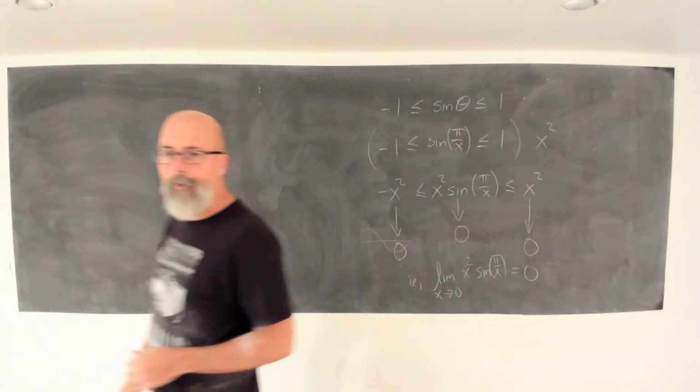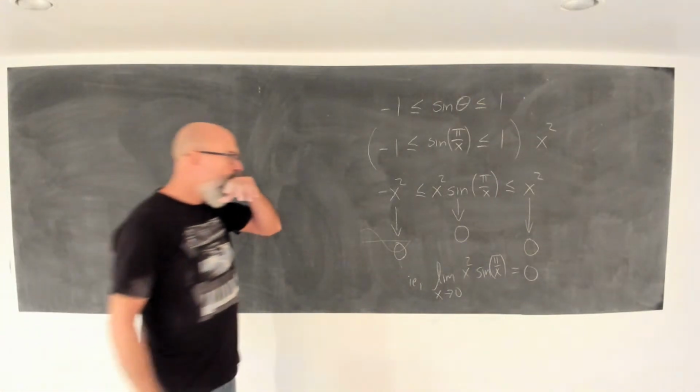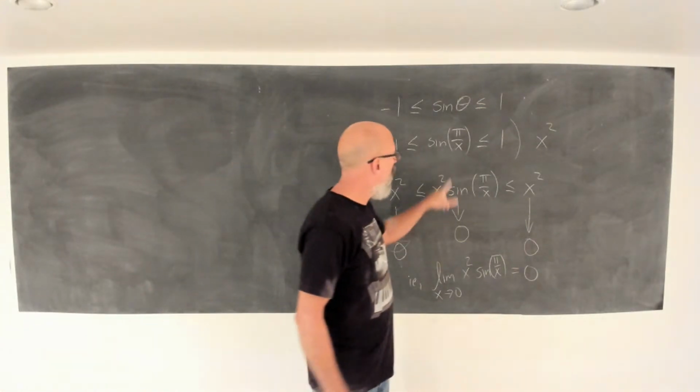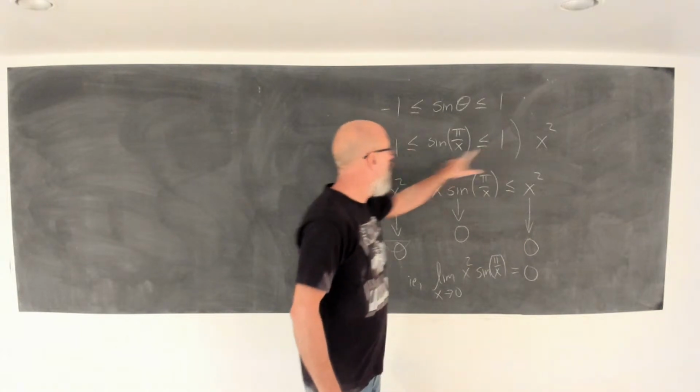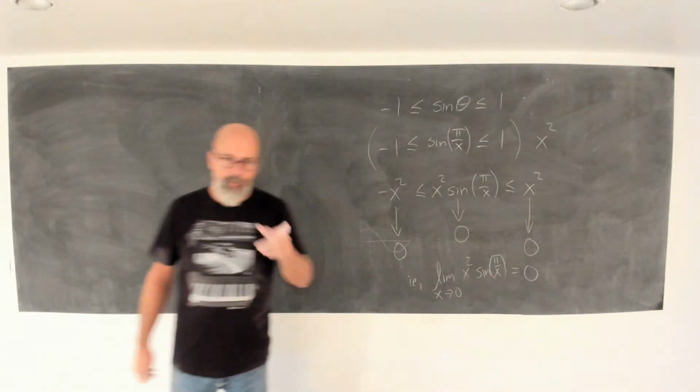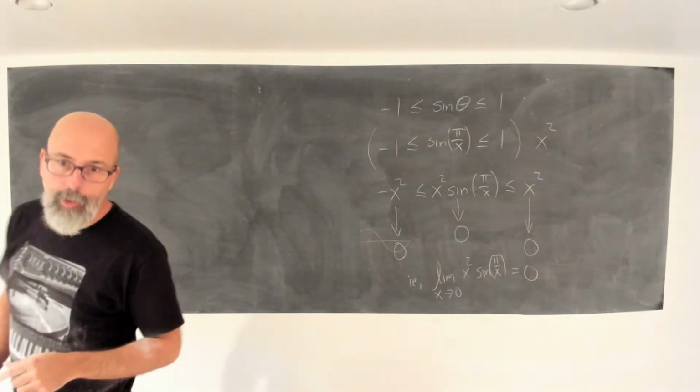Would it be the same if it were to be tan instead? I don't know that you can sandwich tangent between -1 and 1. In fact, we know that you cannot.